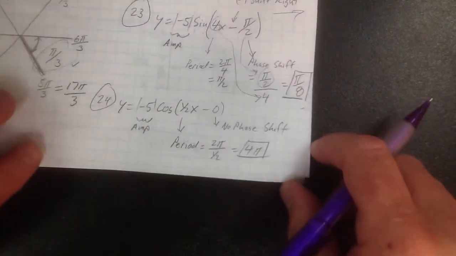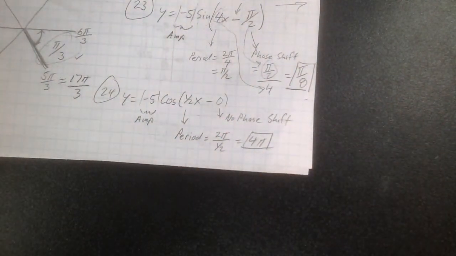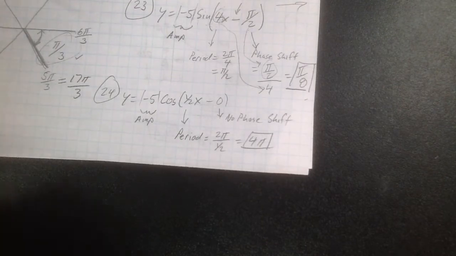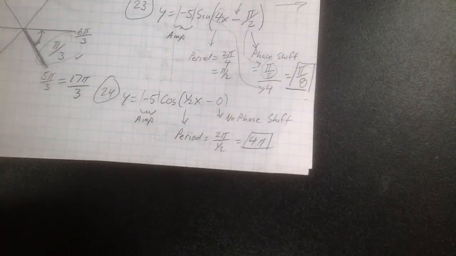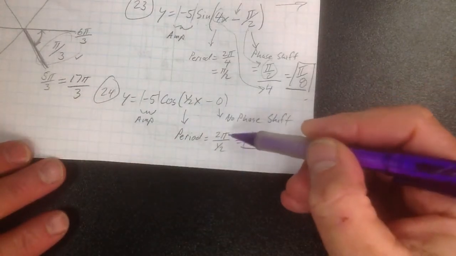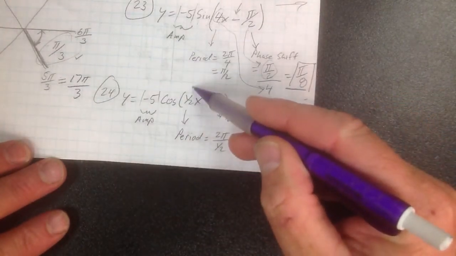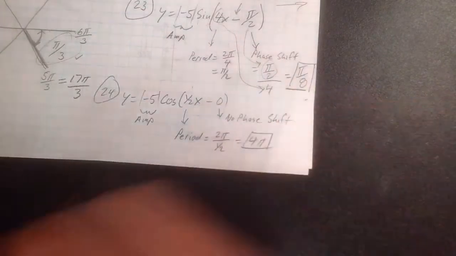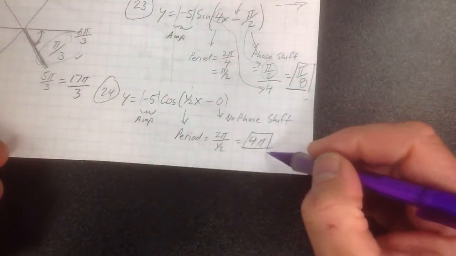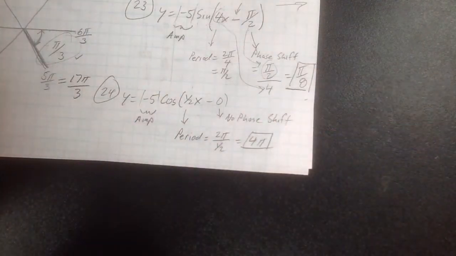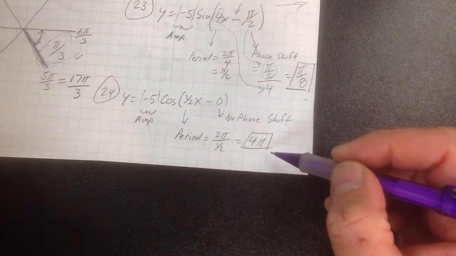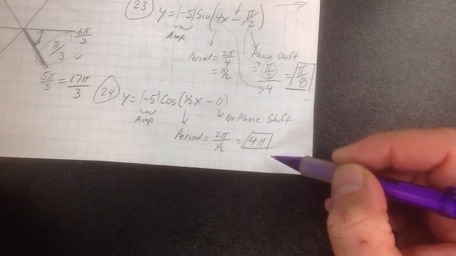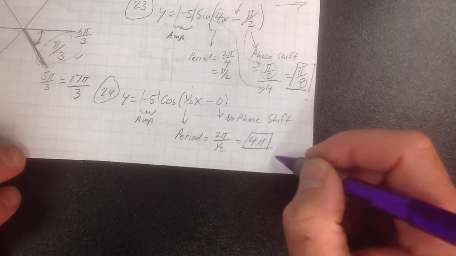All right, 24, the exact same thing, except I am dealing with the cosine function. It doesn't have a phase shift. It does have an amplitude of 5. The period, I'm going to take 2 pi and divide it by this coefficient of the x, in this case 1/2. So this then has a new period of 4 pi, or a horizontal stretch of, let me think about this, horizontal stretch of double.